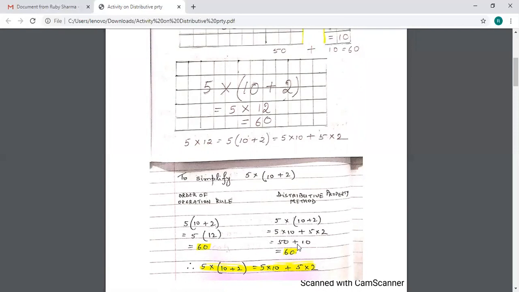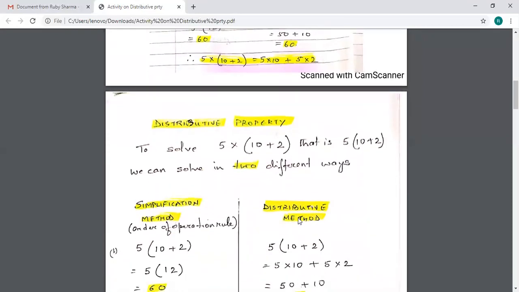So here we get 50, then plus 5 into 2 is 10, and finally we add up 60. So to simplify, we have two different ways of doing it. This you have been doing for some time, but the distributive property is a new concept for you. It is very useful as you will gradually learn.